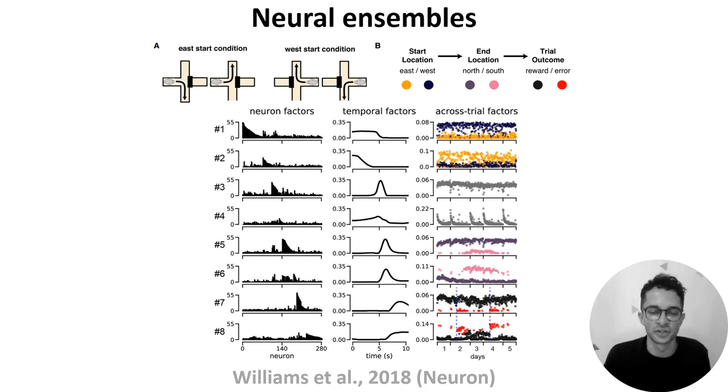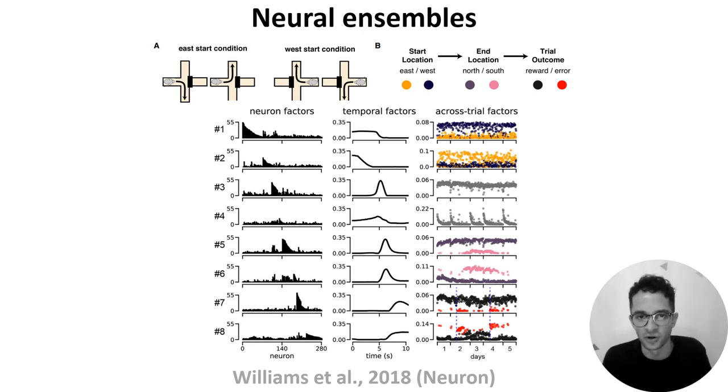Here, each row shows one of eight ensembles, and then each column shows that ensemble's neuron, temporal, and across trial factors. Working through these, in the neuron factors column, the x-axis shows all of the 280 recorded neurons, and then each y-axis shows how strongly associated each neuron is with each ensemble. So you can see that different neurons are associated with different ensembles. In the temporal factors column, the x-axis shows time across each trial, and each y-axis shows the activity of each ensemble. So you can see that different ensembles are active at different points during the trial.